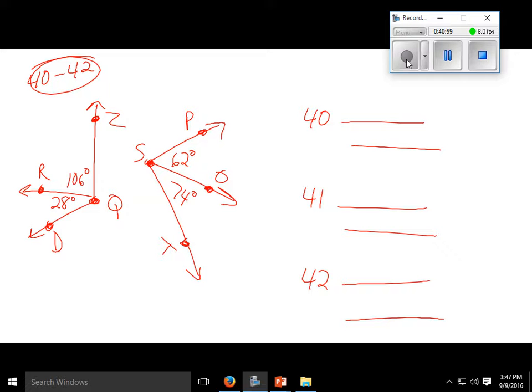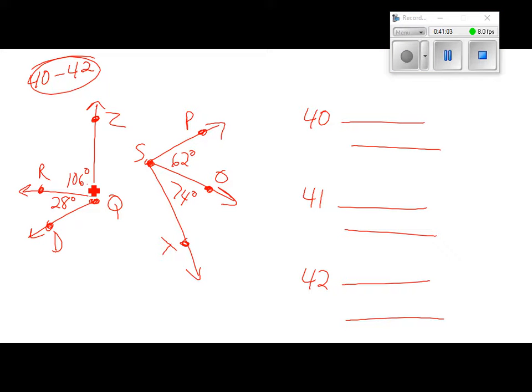Complementary, remember, adds up to 90 degrees. Doesn't matter if they're neighbors or not. All that matters is they add up to 90. Well, I look at this one, and 28 plus 62 does equal 90. So we got to name this angle, which is angle RQD, and you could have named it a different way if you want, but that's the way I named it. And then we want this angle, which is angle PSO.